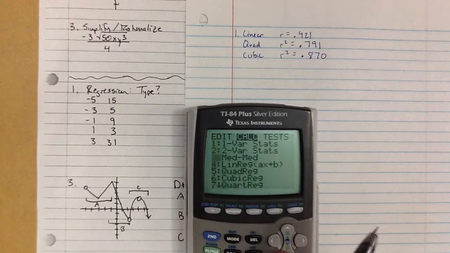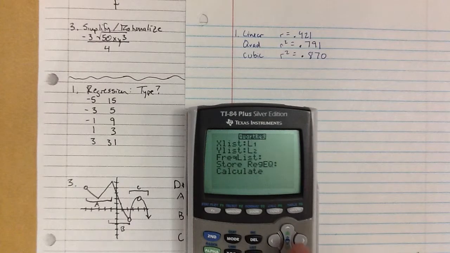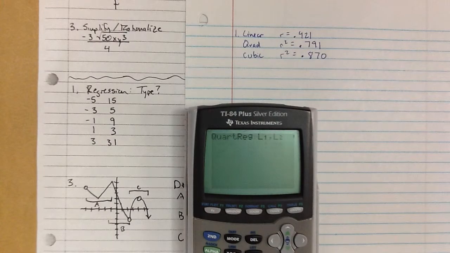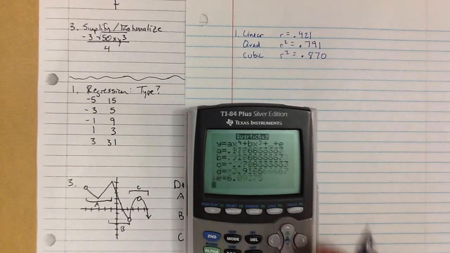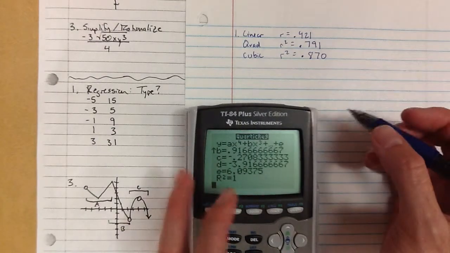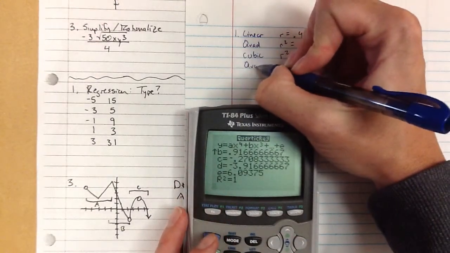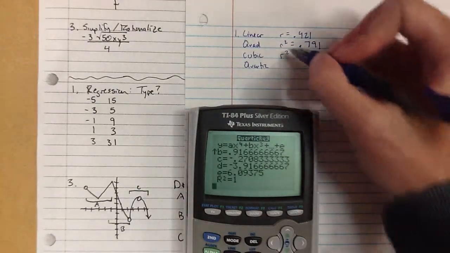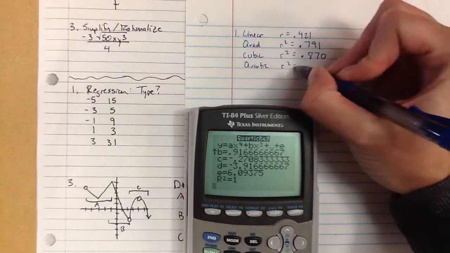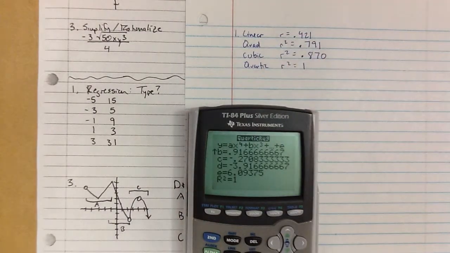So stat calc quartic, what do we get here? Alright, that didn't even fit on there, so we'll go down. Now we got r squared is 1. What does that mean then? It's perfect. It's right on. So for the regression for 1, when we ran the quartic regression, we got a correlation coefficient of 1. So that tells us that that is a quartic function, or x to the 4th is what that would be.